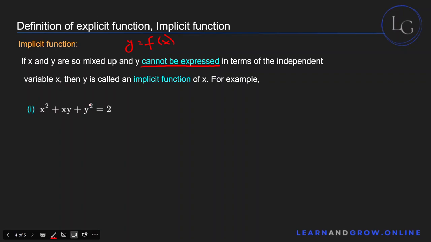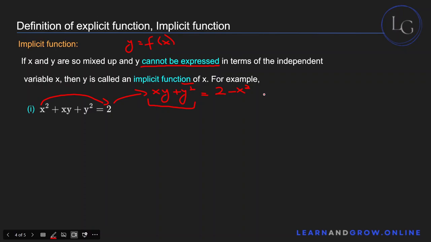See this example here. Are you able to separate y from this? Because look at this. At the max, what can you do? You'll first of all take this x square to the right hand side, okay? So that becomes xy plus y square is equal to 2 minus x square. Fine, but what will you do now? If you take y common on this left hand side, you'll still be left with an extra y term here in the y square term, right?